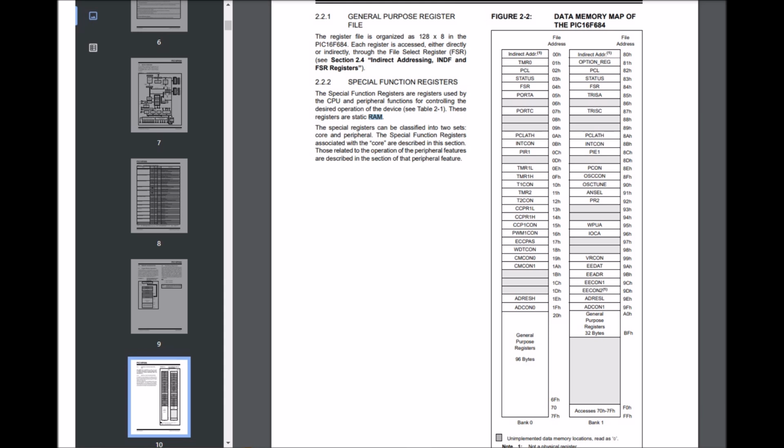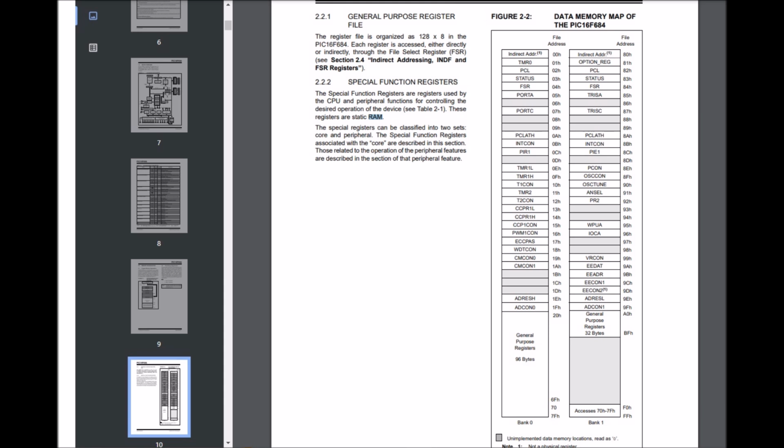Special Function Registers, SFRs. SFRs are specific locations in RAM used to control the operation of the microcontroller, including configuration settings, I/O port controls, and status flags. General Purpose Registers, GPRs. GPRs are used for general data storage by the user program. These registers can store variables and intermediate calculation results.